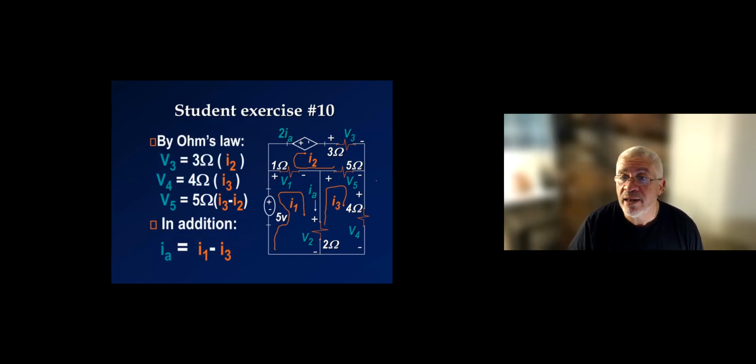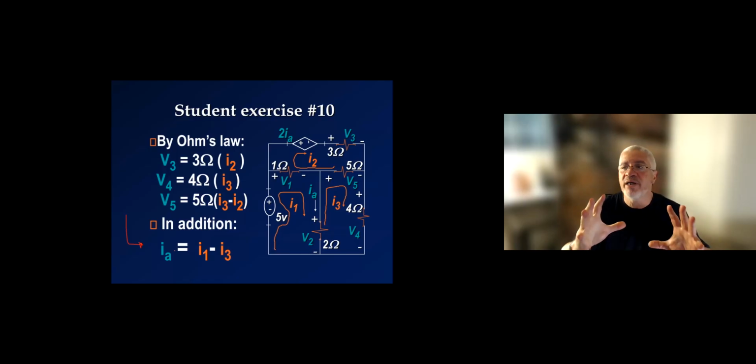So V3 is 3 times I2. I2 is entering the positive terminal. V4 is 4 times I3. I3 is entering the positive terminal. And V5, of course, the 5 ohm is between mesh I2 and mesh I3. I3 is entering the correct way. I2 is entering the wrong way. So V5 is 5 times I3 minus I2. And of course, as I stated before, the current IA, which we're going to need for the dependent source, is I1 minus I3. That was given in the problem statement.